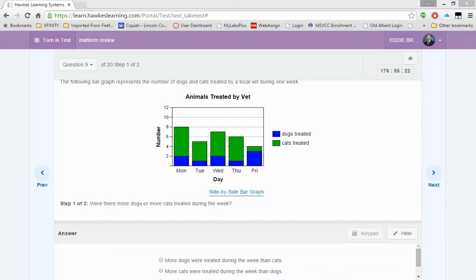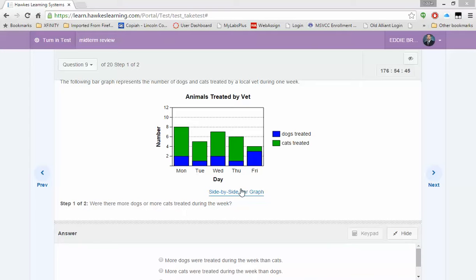Alright, so this says, the following bar graph represents the number of dogs and cats treated by a local vet during 1 week. You know, this graph can be a little confusing because it has two values, one on top of the other. I'm just assuming that they treat a lot more cats, since the cats is always on top of the dogs there. That's just what it looks like. I haven't really analyzed this graph much. But it says, were there more dogs or cats treated during the week?